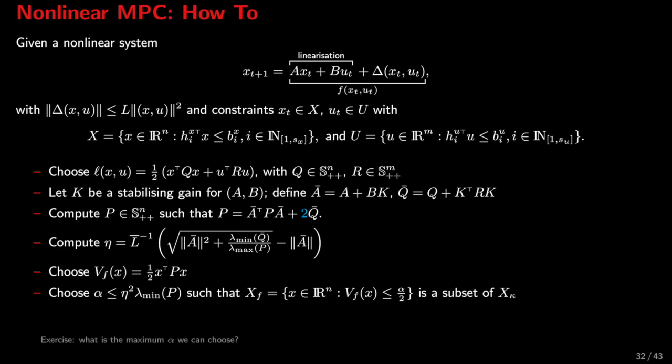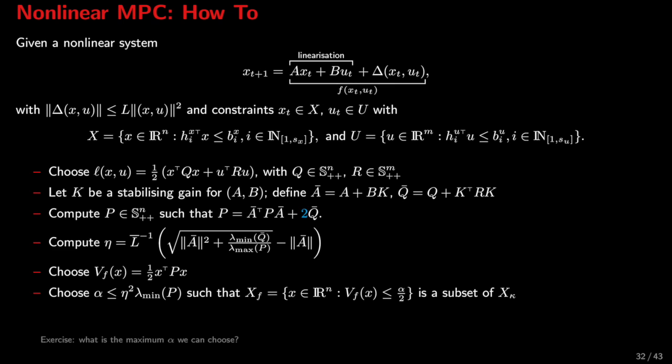Now, having stated these results, we can once again write down the recipe for designing a stabilizing MPC. So we have this nonlinear system, x_{t+1} = A x_t + B u_t + δ(x_t, u_t), where δ is the linearization error that satisfies a certain bound, which is norm of δ less than or equal to L times the squared norm of (x, u). The system is subject to certain constraints. X belongs to 𝕏, u belongs to 𝕌. And let's suppose that 𝕏 and 𝕌 have a certain form. They are, for example, polyhedral sets.